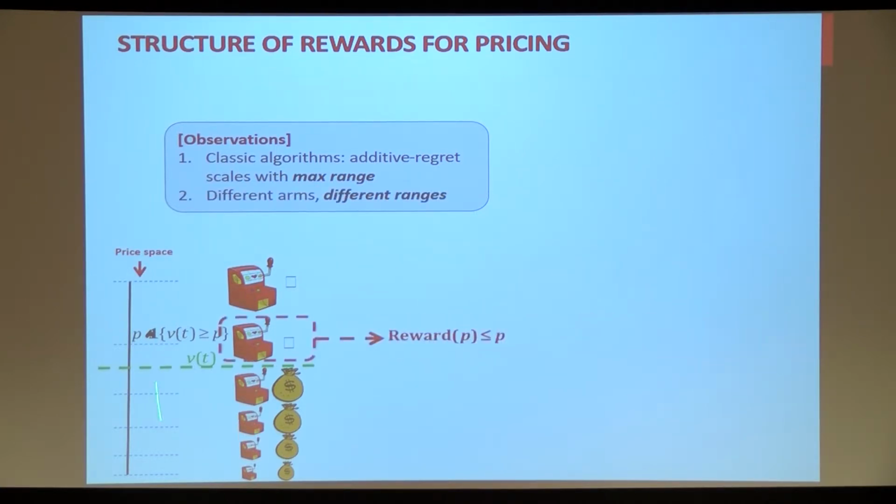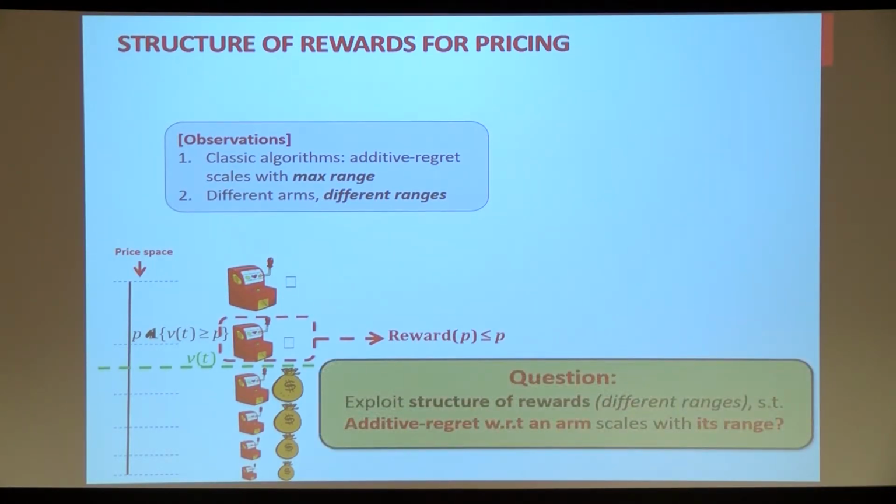However, in this particular problem, we have different arms, and the different arms have different ranges. In particular, if you think about some price P, the reward you get from this price is upper bounded by the price itself. It is either 0 or P. Now, here is the question. Can we exploit this reward structure in order to get a better regret bound?